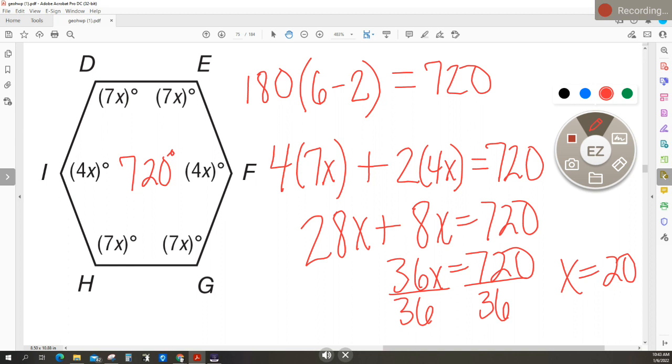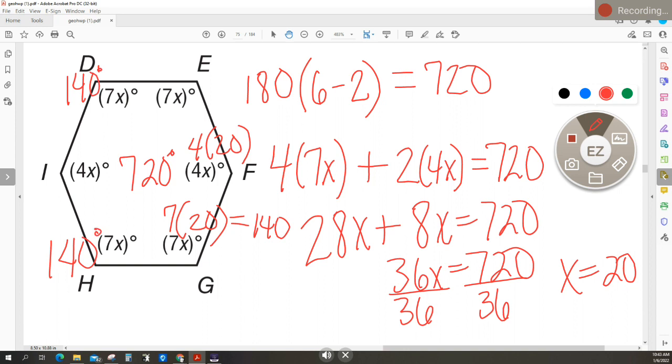Is that the answer? No. What do we still have to go back and do? What do we got to do to find the actual answers? So we're going to do 7 times 20 and 4 times 20. What's 7 times 20? 140. So every one of these angles that have 7x are 140, right?